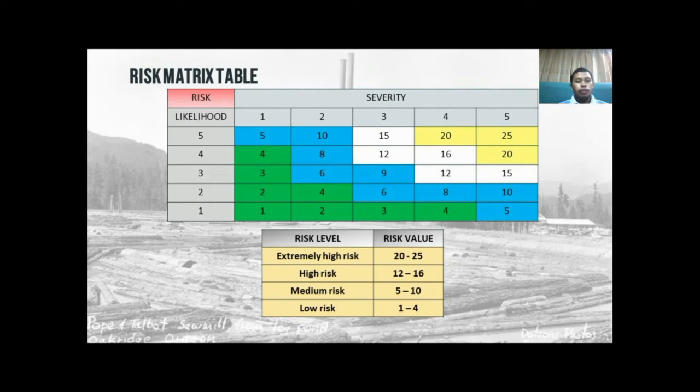The value will be differentiated into its own type. Below here, we have 4 types of risk level, which are low risk, medium risk, high risk, and extremely high risk. The risk value for low risk is 1 to 4, medium risk 5 to 10, high risk 12 to 16, and extremely high risk from 20 to 25.